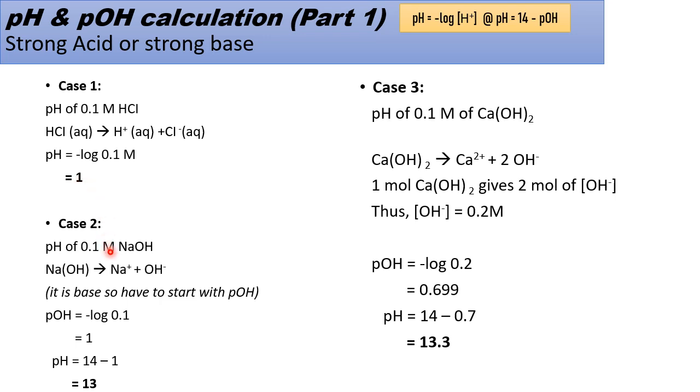Okay, same for case 2, strong base. So if strong base, we refer to pOH. If you want to find the pH for a base, we need to apply pH equal to 14 minus pOH. So this is the answer.